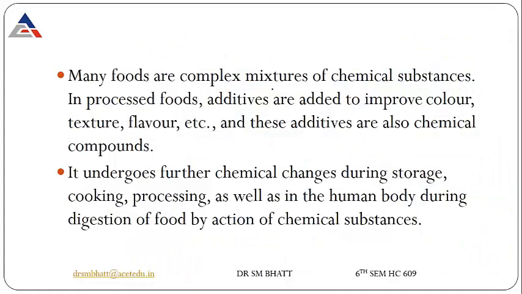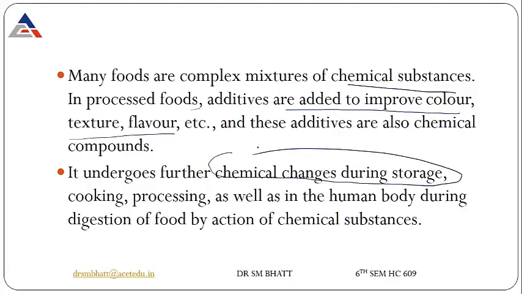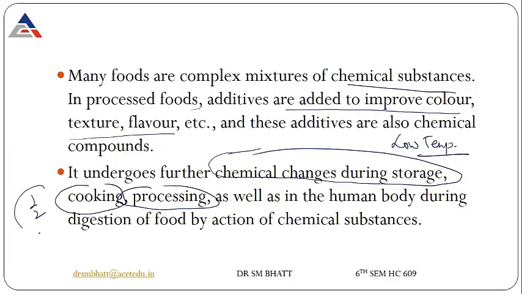So what I'm saying is, many foods are complex mixtures of chemical substances, and in processed food, additives are added to improve the color, texture and flavor, right? There are also chemical changes during storage. So how can you prevent the chemical changes? By storage at low temperature. And if there may be chances of microbial attack, then you should go for cooking, so half cooking is better. At the samosa shop, they always keep the samosas ready, but half cooked. As soon as you demand a samosa, they fry it again. Chemical changes also occur in the human body during digestion of food, by the action of chemical substances.